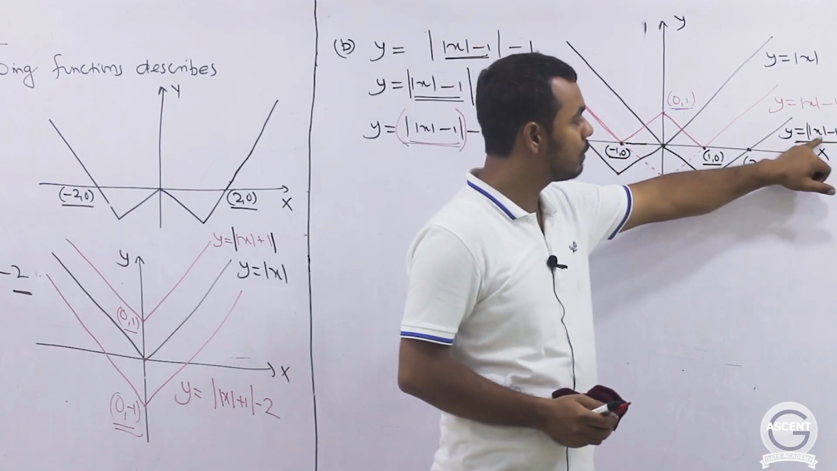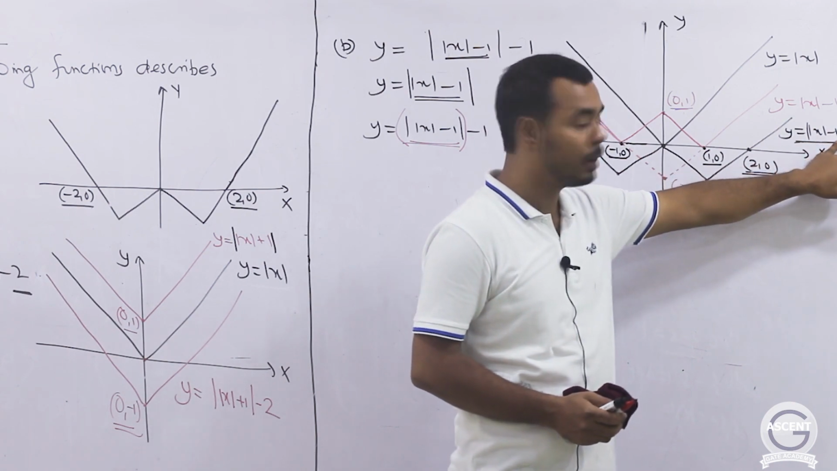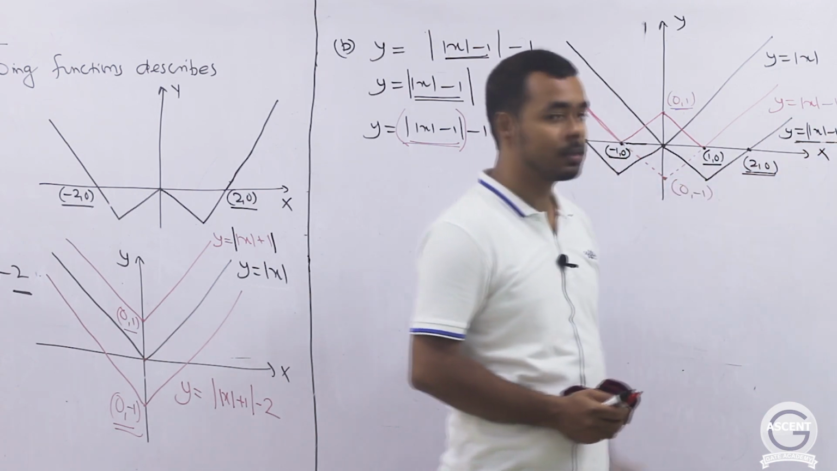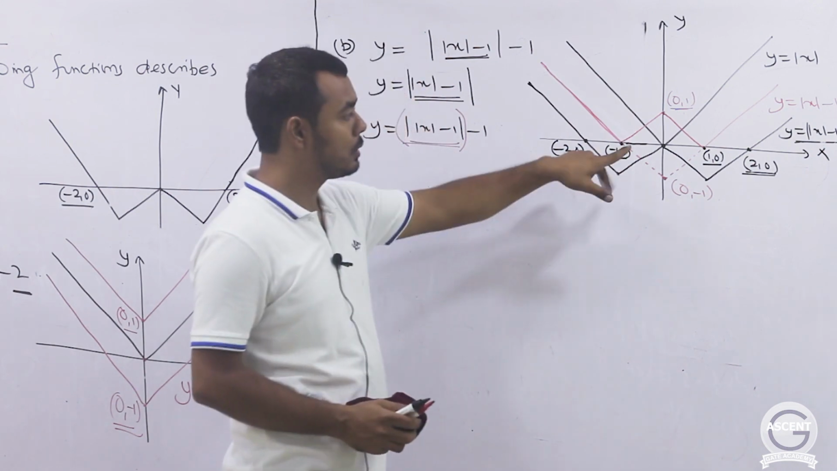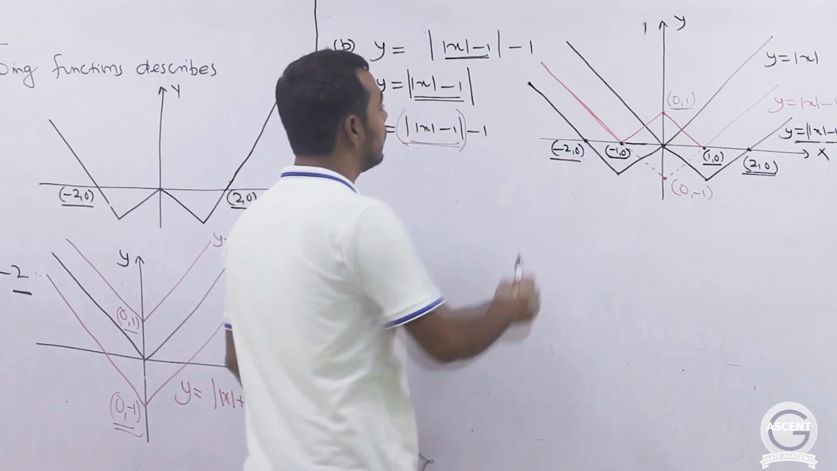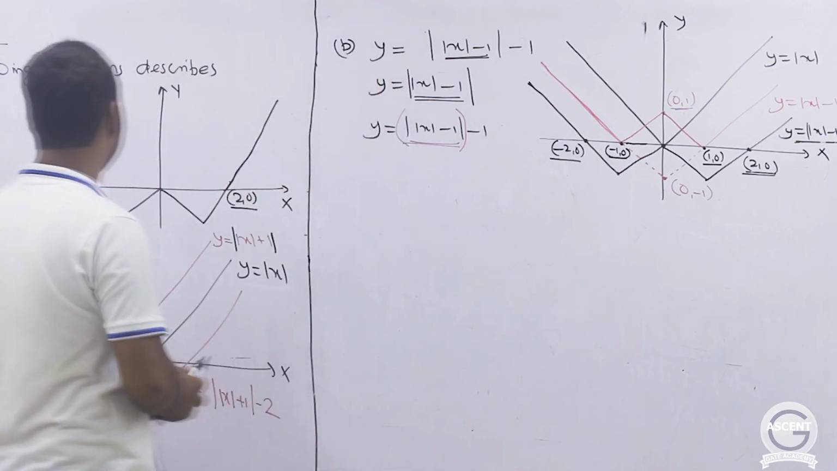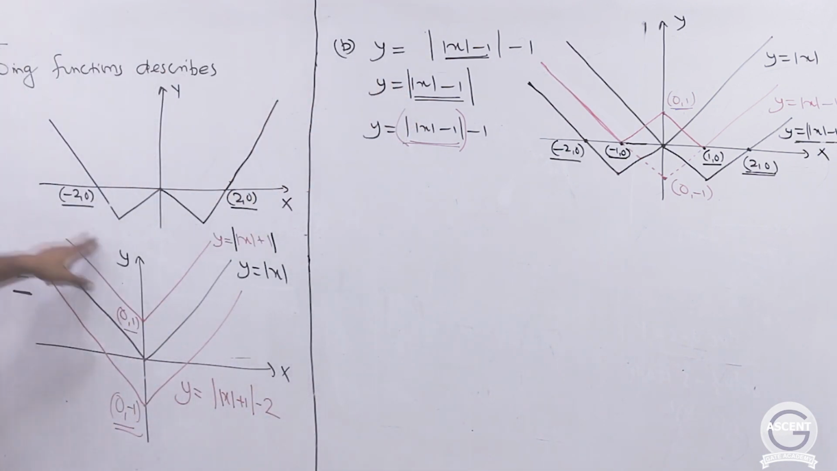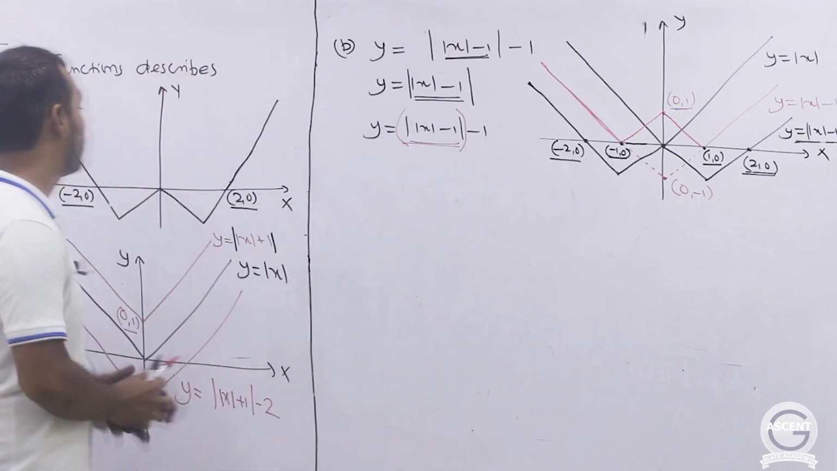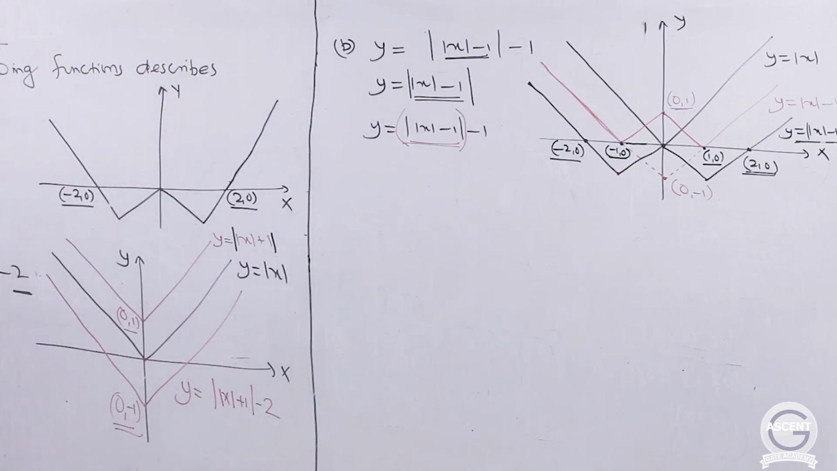If I place x equals to 2 here, 2 minus 1 is 1, mod 1 is 1, 1 minus 1 is 0. Similarly, you can show that this point is also lying on that curve. So finally, this is your graph of function y equals to mod of mod x minus 1, minus 1, and you can see that the given graph is exactly the same graph. So therefore, our correct answer is option B.